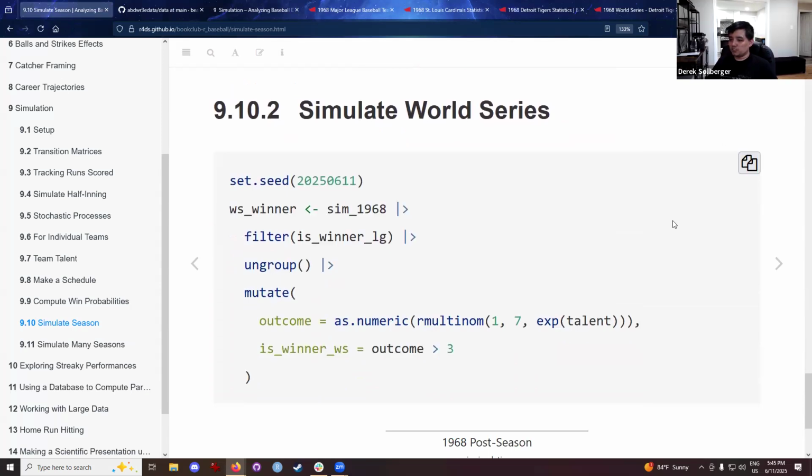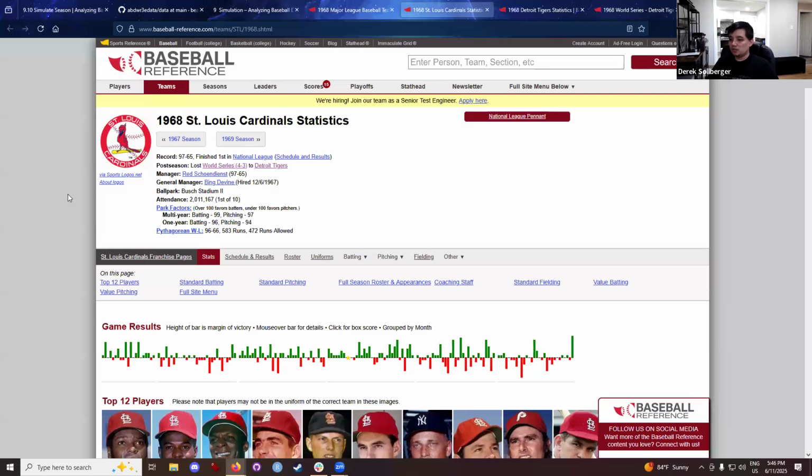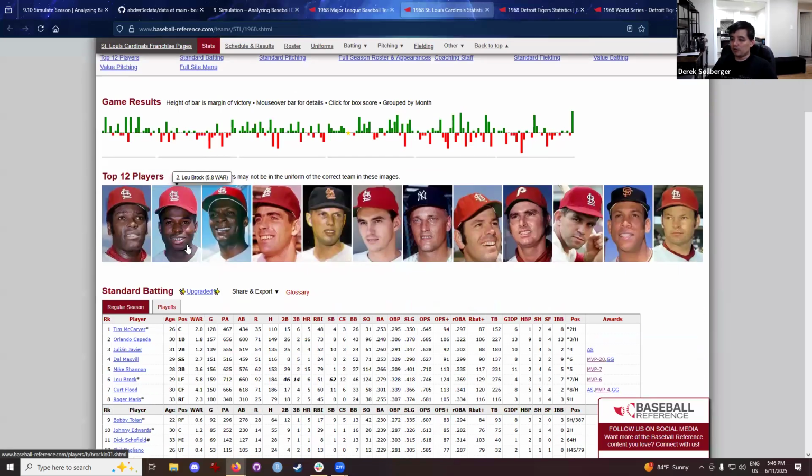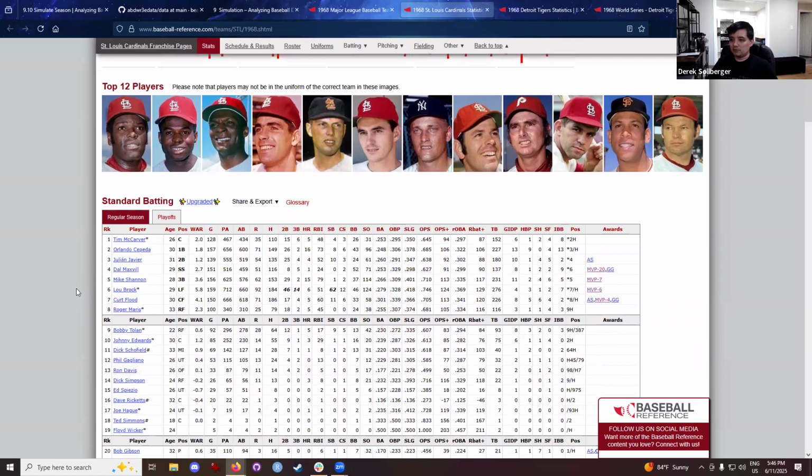So we're going to simulate the World Series between the Cardinals and the Tigers. And you know what? I kind of wanted to talk about the narrative a little earlier, but might as well just do it now. 1968, St. Louis Cardinals. On their team, they have famous players such as Lou Brock and Curt Flood, who received MVP votes. But they fell behind in the MVP race because they were behind their teammate, Bob Gibson, who got both the MVP and the Cy Young that year in 1968.